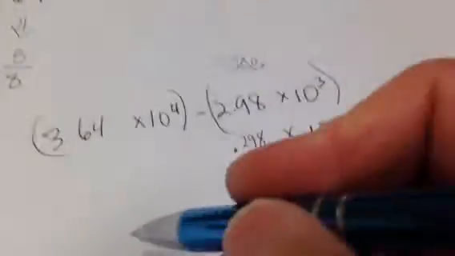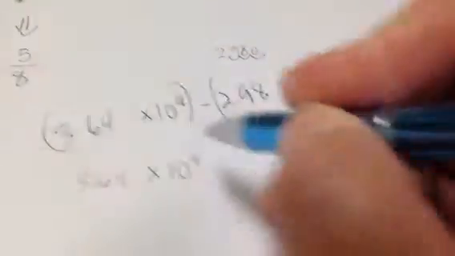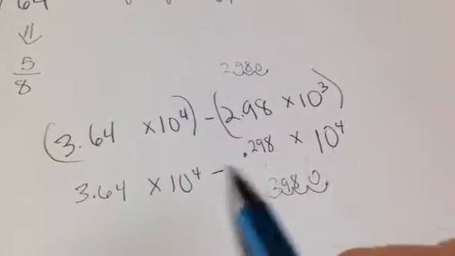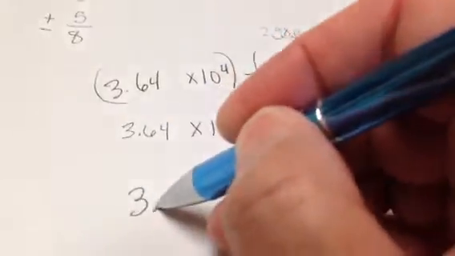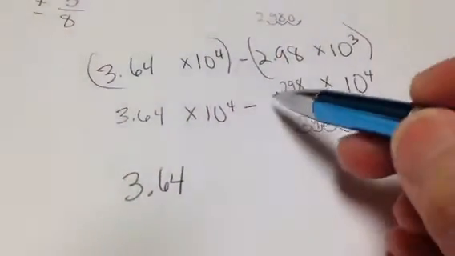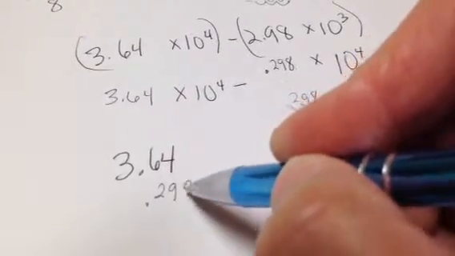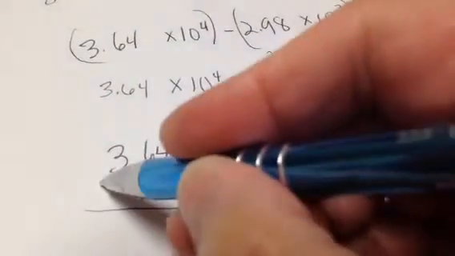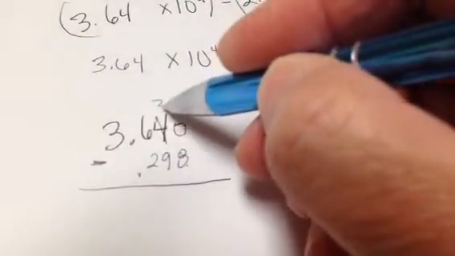And then we're going to keep this one at 3.64 times 10 to the 4th minus this one here. So our exponents are the same, so we're going to take this number and subtract this number, remembering that we have to keep our decimals lined up. Well, this has 3 digits after the decimal. This one only had 2. We can go ahead and put a 0 here for purposes of subtraction, because I can't take 8 away from nothing. So I'm going to borrow here.